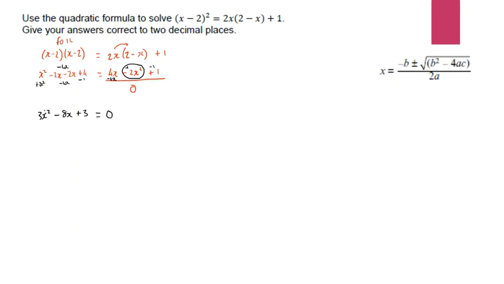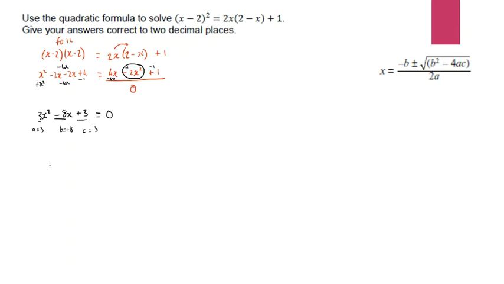So I've now got to the stage where I've expanded everything and I've rearranged it so that the right hand side is equal to 0. See now that a is equal to 3, b is equal to negative 8, and c is equal to this positive 3 here. And now I can bring in this formula here and I can substitute in.